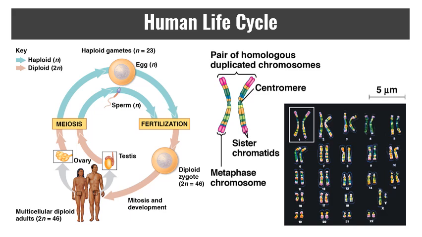So in humans, we see our chromosome map here. We can see within this picture that we have an X and a Y chromosome, so we're looking at a male in this karyotype. But humans are just an example of a life cycle. They're far from the only one.